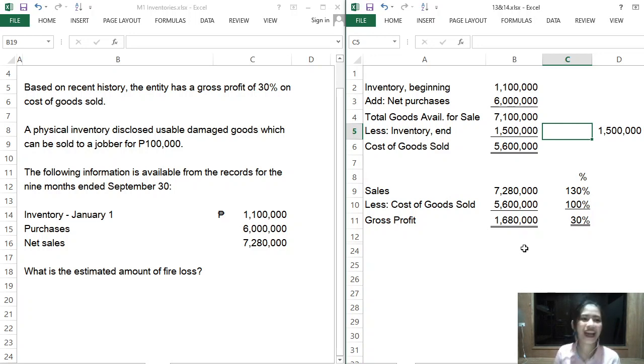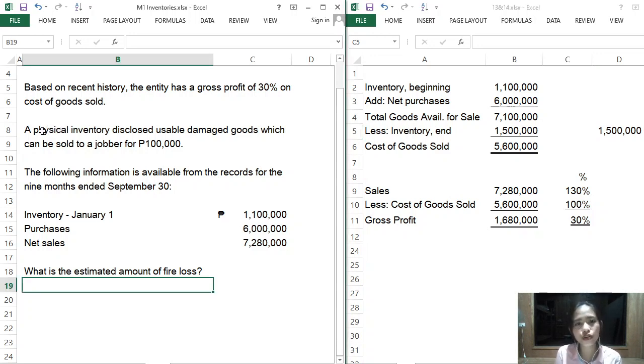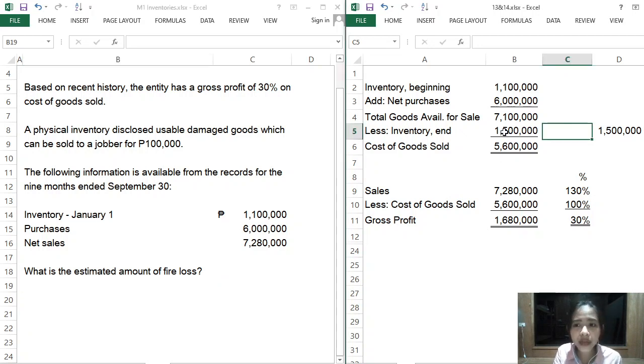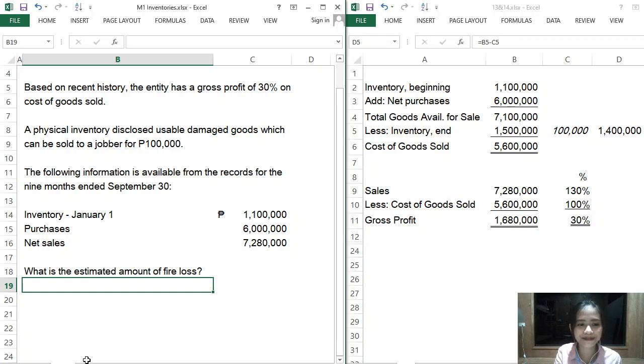na lang. A physical count disclosed usable, damaged goods. At least, di ba, kahit damaged siya, usable pa rin. Which can be sold for 100,000. So, kung dapat meron tayong 1.5, pero yung naiwan, 100,000, magkano yung nasira ng fire? That would be 1.4 million. That large. Ang laki. So, the answer for this problem, what is the estimated amount of fire loss? It would be 1.4 million.